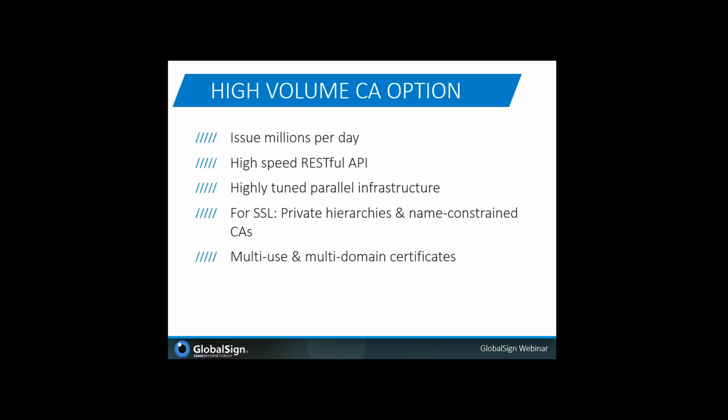We have a high volume CA option as well that we're just rolling out. It issues millions of certificates a day through a high-speed RESTful API using a highly tuned parallel infrastructure. We're using this, at least initially, just for private hierarchies and name-constrained CAs, but we'll soon be rolling it out to our customers in general, which will speed up the issuance rates and the volume of certificates issued. We see people evolving to shorter and shorter validity period certificates, so it's important to have the infrastructure in place to support the issuance of certificates with a validity period of a few days or a week.